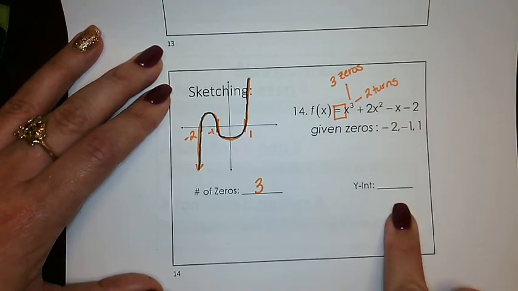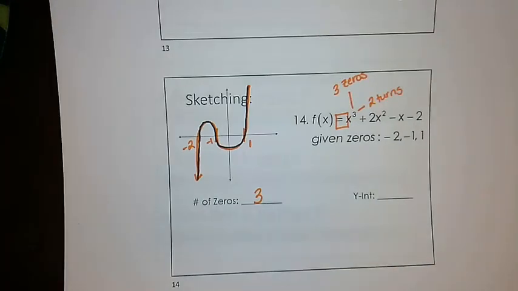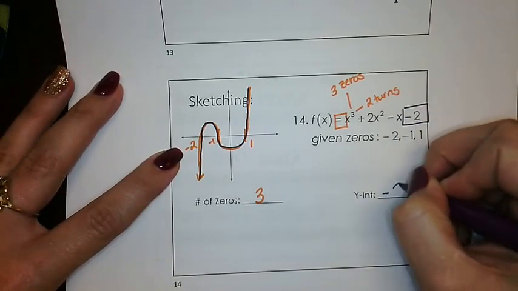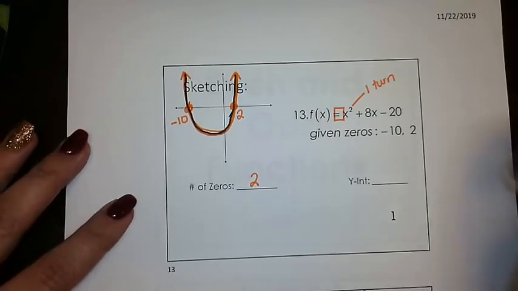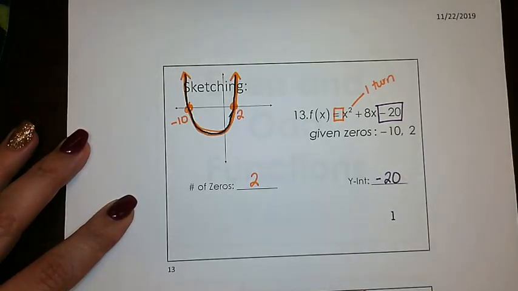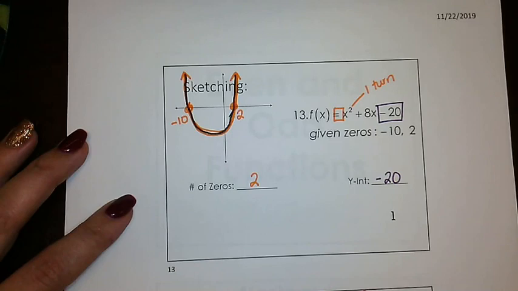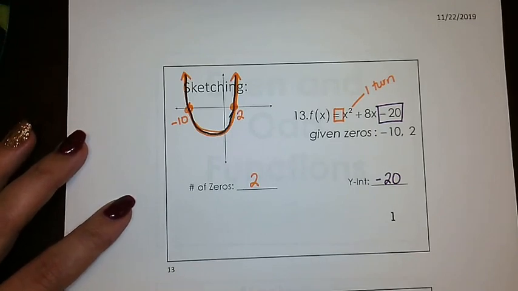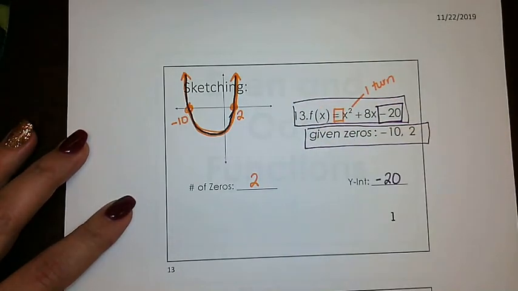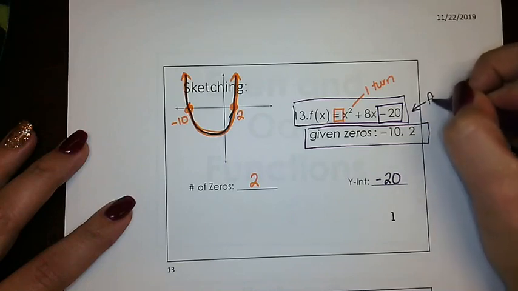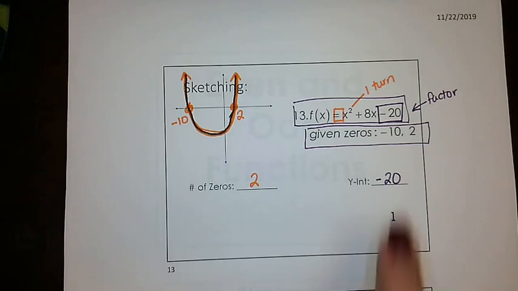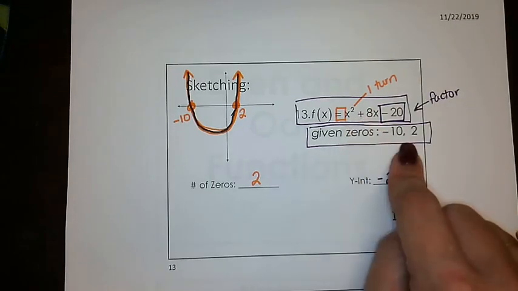And let's look at the y-intercept now. Your y-intercepts are easy. It's just whatever your constant is. So this is a -2. My y-intercept is -2. Up here, this is -20. So my y-intercept is -20. So that's how you do a rough sketch of a polynomial function given the function and given the zeros. You can also factor this to get your zeros. I want to show you how to get your zeros based on the function if they don't give you your zeros.